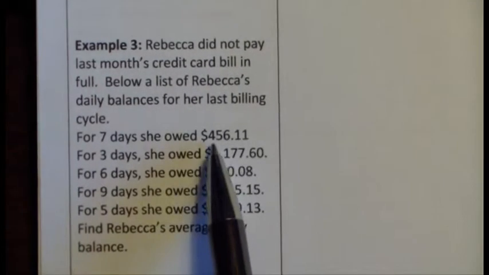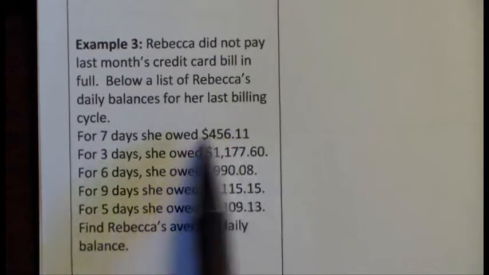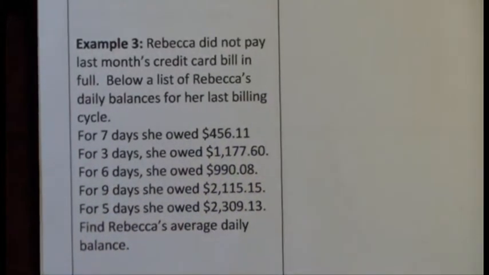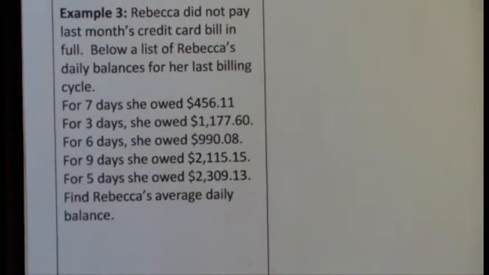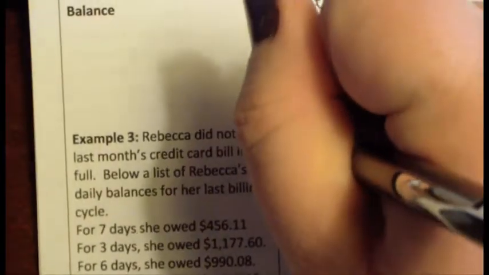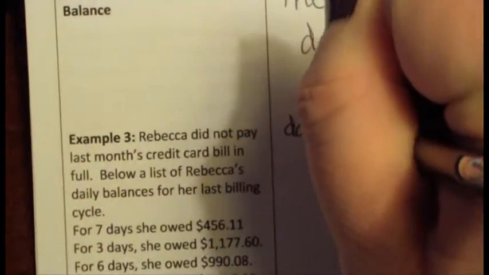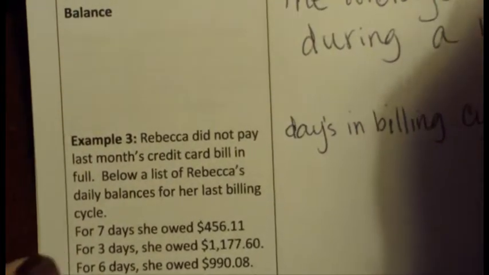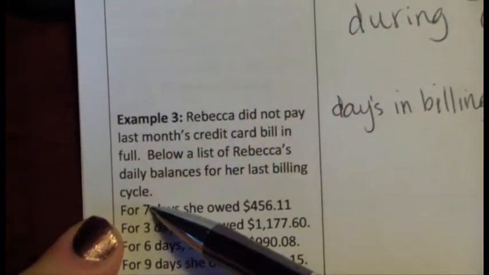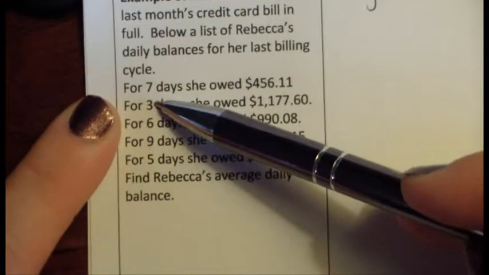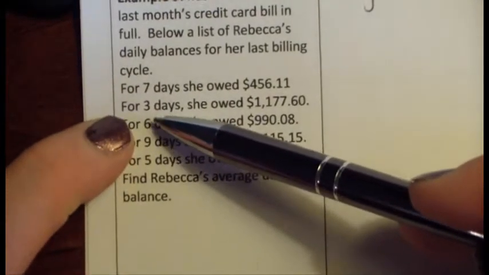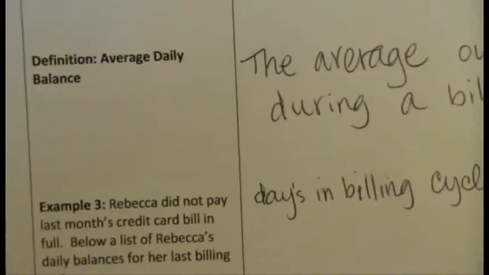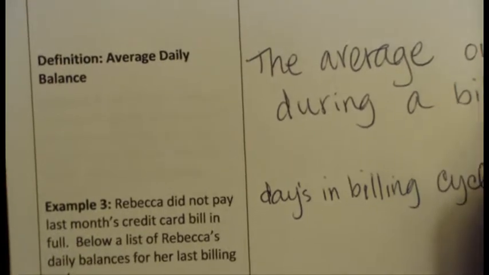So what we're going to do is take each of our totals and multiply it by the number of days that it was at that total. We'll add those all together and divide by the number of days in the billing cycle. So first, let's check how many days are in the billing cycle. All you've got to do is add these all up. 7 plus 3 is 10. 10 plus 6 is 16. 16 plus 9 is 25. 25 plus 5 is 30. So in her billing cycle, there were 30 days.